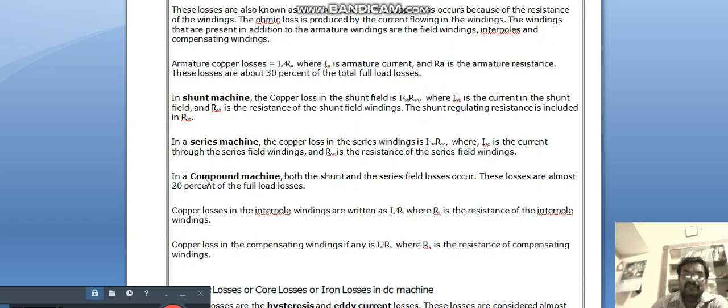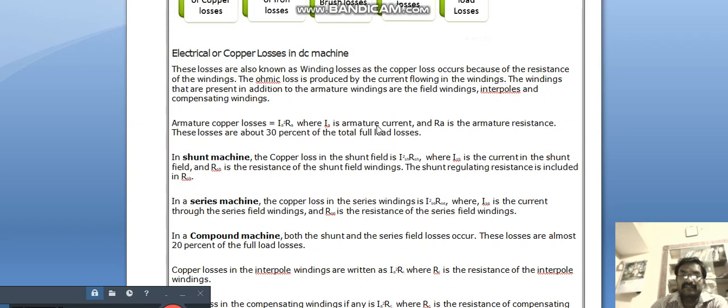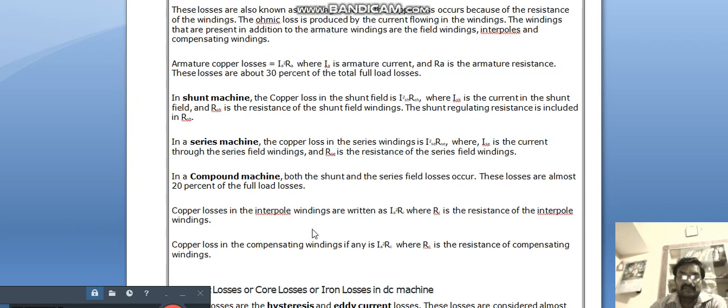These losses are almost 20% of the full load losses. In the case of a shunt machine, it will be 30% of the full load losses. In the case of a compound machine, it will be 20% of the full load losses.